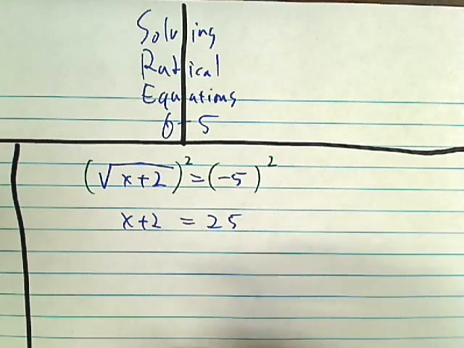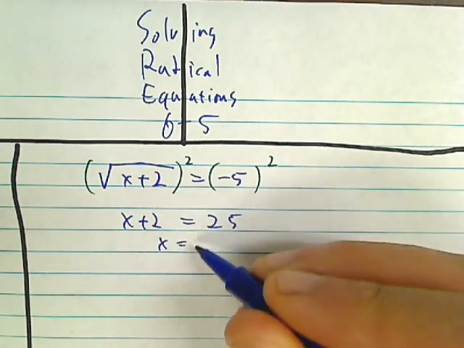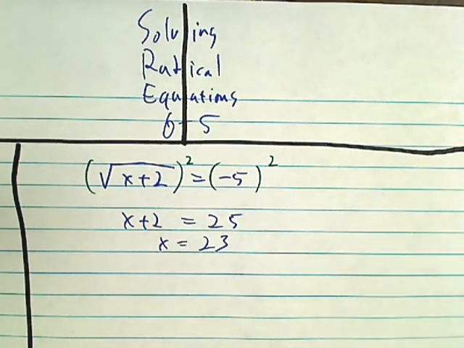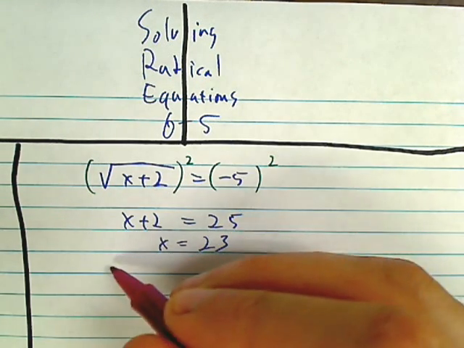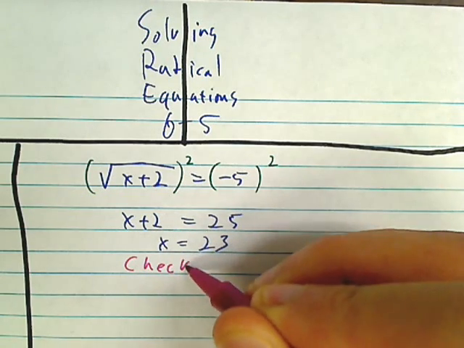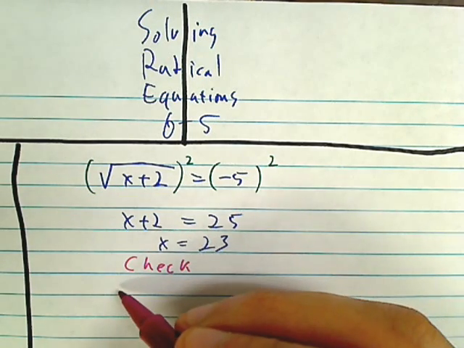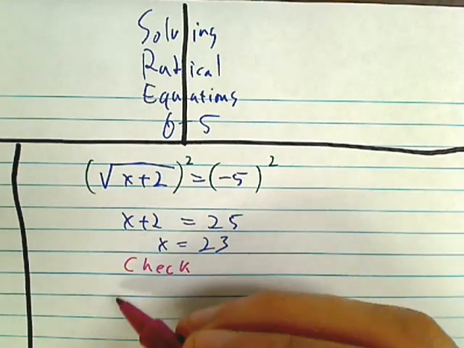Okay, and what am I going to do here? Let's subtract 2. X equals 23. And we'll think that everything is hunky-dory and great. When we have a radical equation, though, you have to check your solution. So let's check this. Maybe you can see right now that it's not going to work. So put in 23 for x.